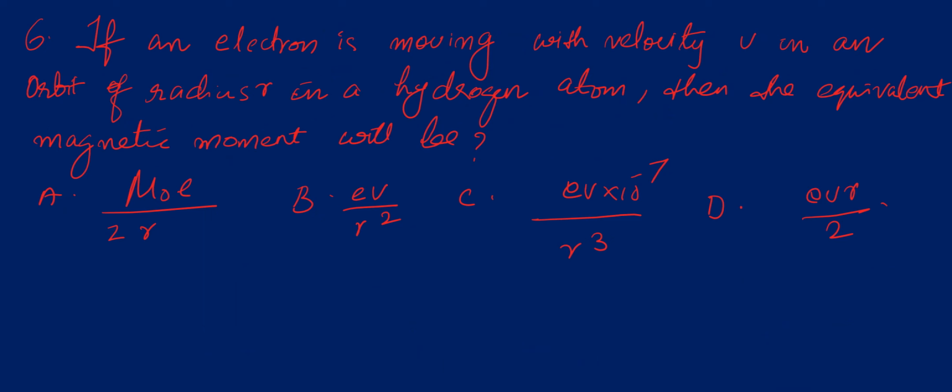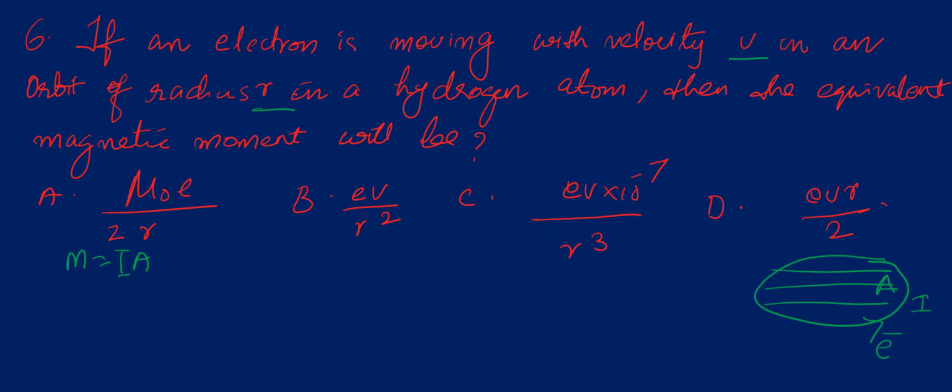If an electron is moving with velocity v in an orbit of radius r in a hydrogen atom, then the equivalent magnetic moment will be. Equation for magnetic moment is I into A, where I is the current, A is the area. Suppose the electron is moving in this orbit, then it will constitute a current. Then if A is the area of this orbit, then magnetic moment will be perpendicular to this plane.